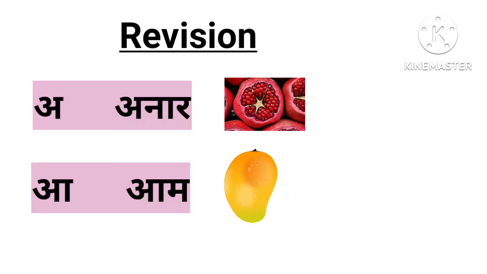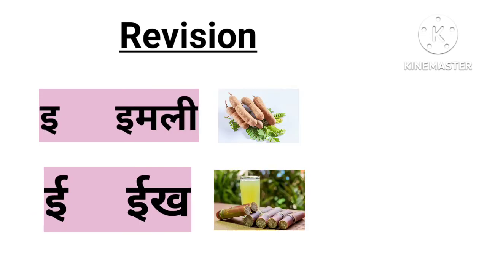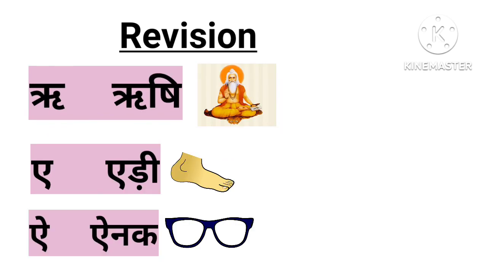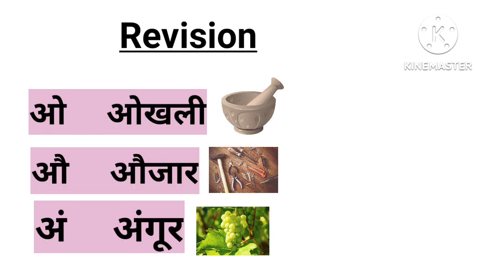Now let us revise all the 5 parts of this series. A say anar, A say am, I say imli, E say eek, U say ullu, U say oon, Ri say rishi, A say adi, I say ainak, O say okli, Au say aujar, say angur.